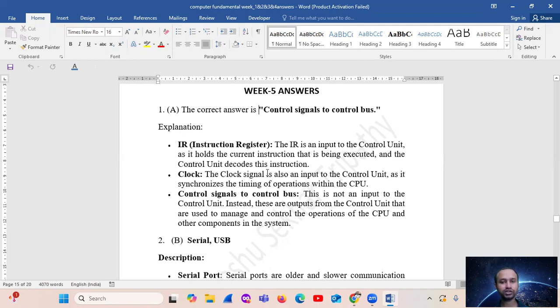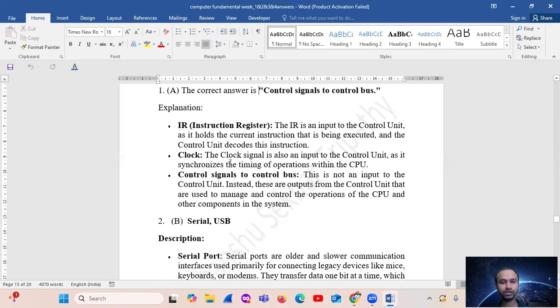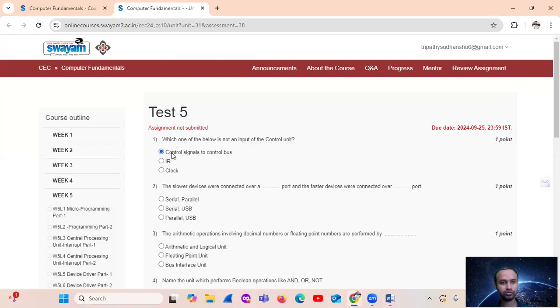It holds the current instruction that is being executed and the control unit reports this instruction. Then clock: the clock signal is also an input to control unit as it synchronizes the timing of operations within the CPU. Control signal to control bus is not an input. Actually these are outputs from the control unit that are used to manage the operation of the CPU and other components of the system. So answer होगा control signal to control bus.